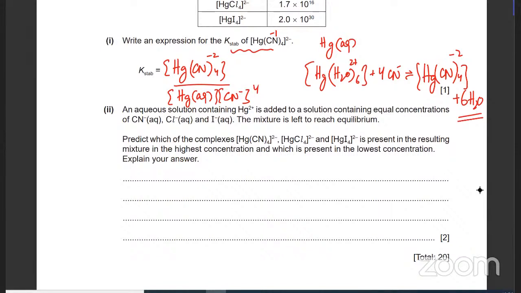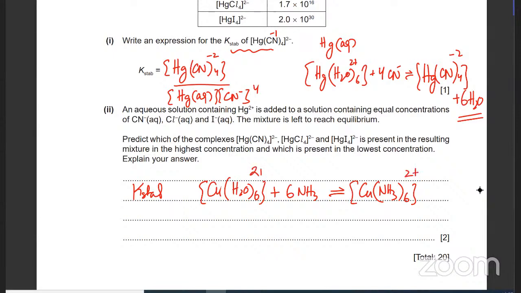You're mixing two things up. This is not solubility product. K stability is that you have any aqueous solution, but the starting point is an aqueous solution. Let's say you have copper with 6 water molecules, any aqueous solution, and you add some random ligand to it. Let's say you add NH3 to it, 6 of them, and let's assume all of the water molecules get replaced by NH3. This is 2+, this is 2+, and so 6 water molecules get replaced.